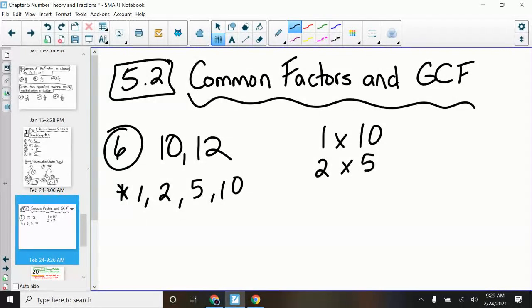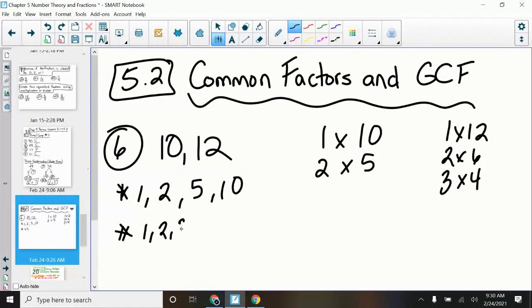Okay, let's do 12's factors. All right, Sophia, do 12's factors. Okay, so first is 1 times 12, 2 times 6, 3 times 4. And then the factors are 1, 2, 3, 4, 6, and 12.